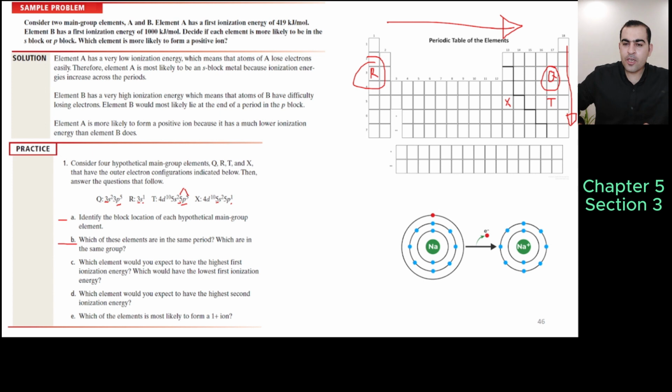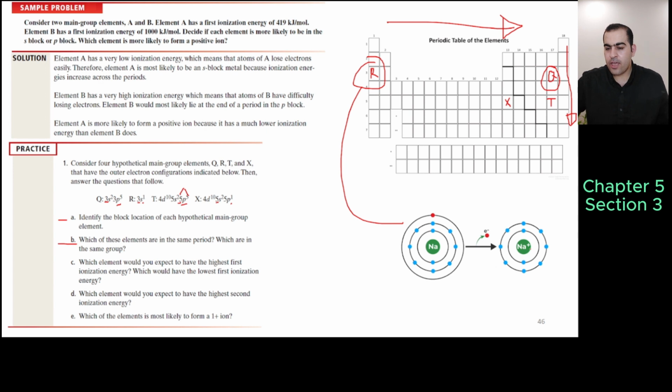Why? Look here, R, which is sodium. When it loses one electron, the shell number decreases. But for these elements which are in the P block, when you remove one electron, the shell number does not decrease. When sodium, R, loses an electron, the shell number decreases. Then, when the shell number decreases, attraction is going to be higher and higher.